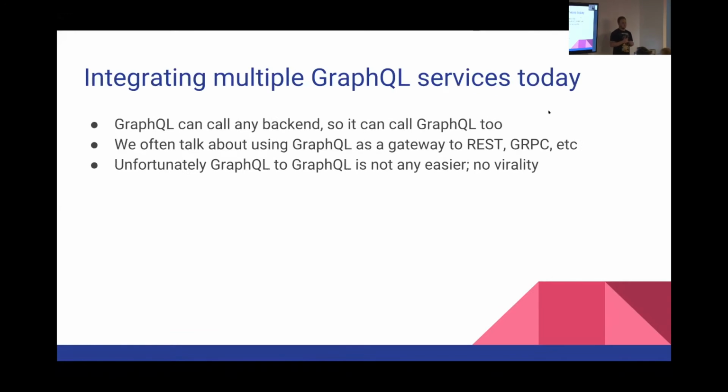So what is the state of the art for integrating multiple GraphQL services today? What if you wanted to split your GraphQL server into actual multiple physical APIs, multiple servers that have different parts of your GraphQL schema? Well, it turns out because GraphQL can call almost any backend, you can call a GraphQL query from inside your GraphQL server. People always talk about using GraphQL as a gateway to REST, to gRPC, and you can use it for GraphQL as well. But it's kind of a bummer, and as I'll show you in this example, there's not any benefit to actually having a GraphQL API behind another GraphQL API.